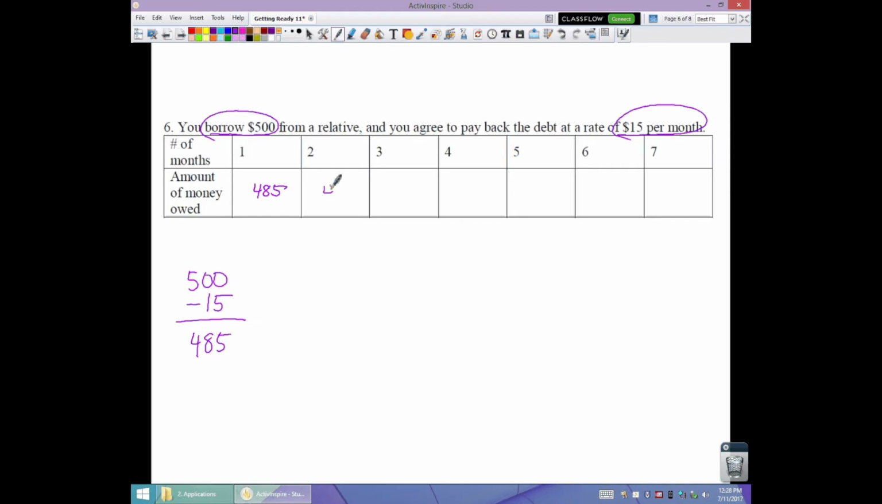Subtract another 15 for the second month. I'm at $470, $455, $440, $425. Keep subtracting 15, $410, $395. And since this is linear, I could again make the equation. It would be y equals, since my rate of change is to decrease $15 every month, I had -15 times months x, plus the starting amount was the 500. My debt started at $500.